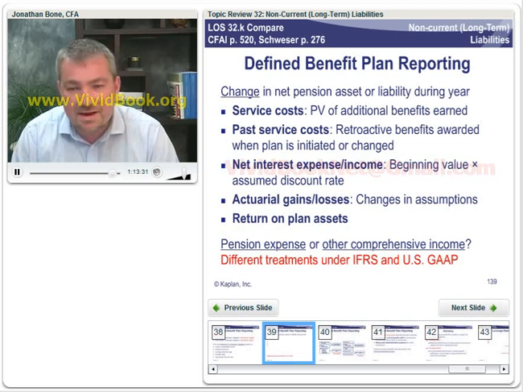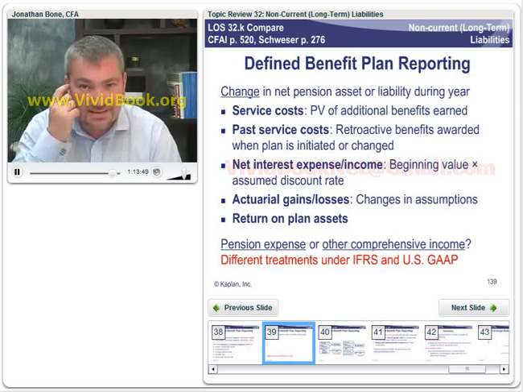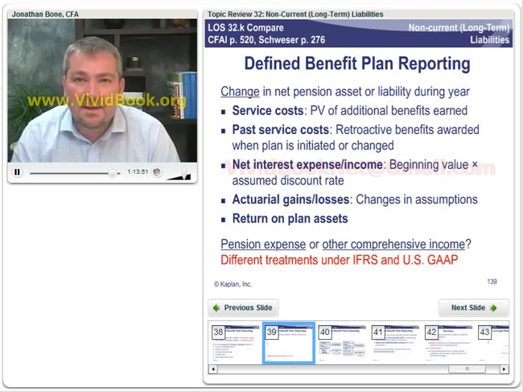Also, there's another actuarial gain or loss that affects the plan asset side, the fair value of plan assets. And that's the difference between expected return on assets and the actual return on assets. So notice the return on plan assets. The actual return on plan assets affects the pension asset or liability. It affects essentially the plan asset side.